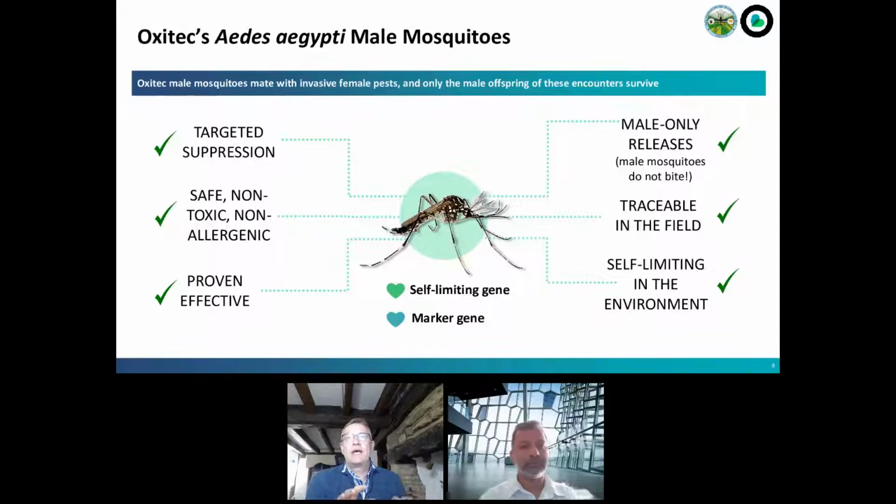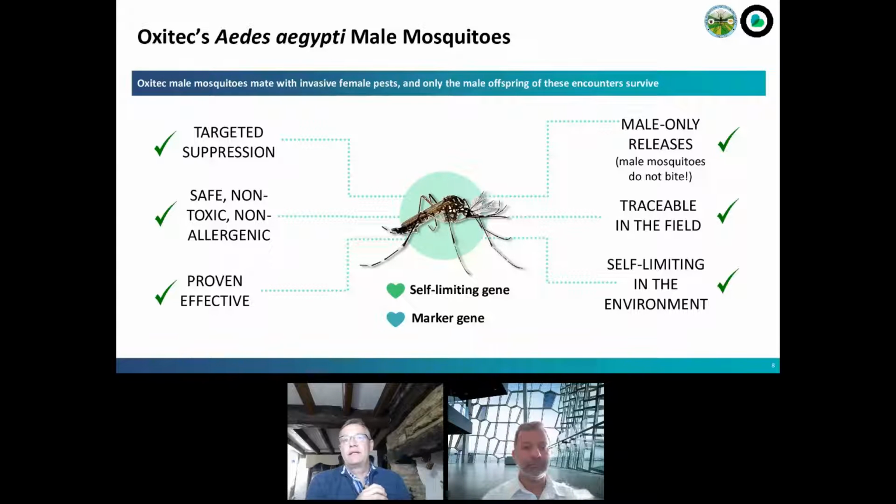A few key features there on the left and the right hand side. It's very targeted, of course, because it's a mating based technology, so it can't really affect any other species directly. It's not got a toxin in there, it's non-allergenic, it's proven effective in the field all the way through to commercial approvals in Brazil, for example.